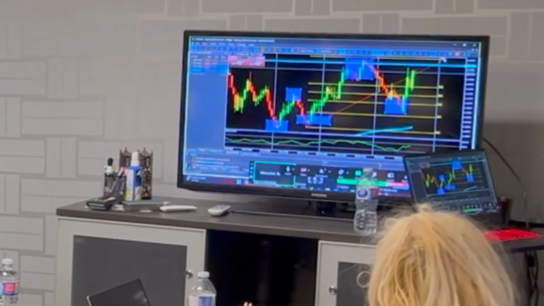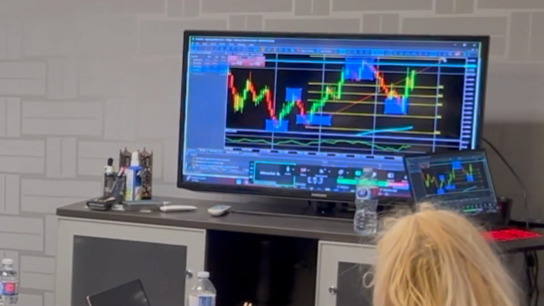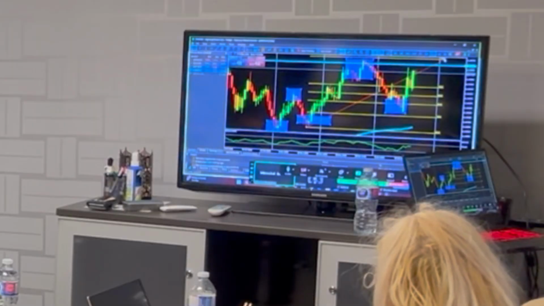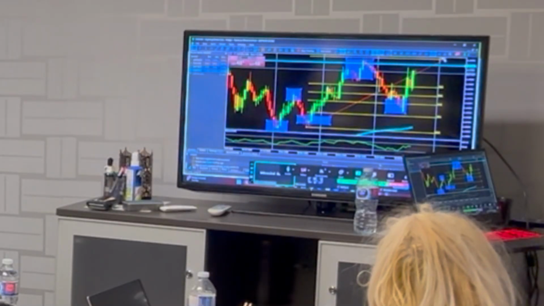But when you're trading, it doesn't matter if you're scalping, intraday, day trading, or swing trading. Entry price is everything. That's how you make money, right? You make money by entering the market at the right time.